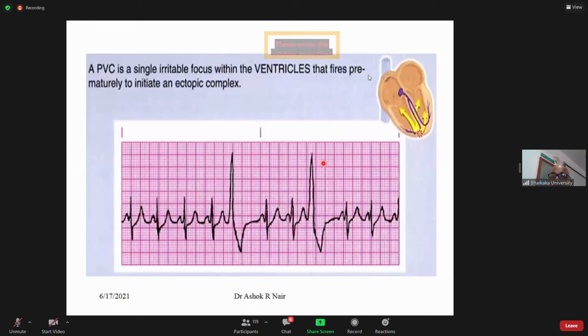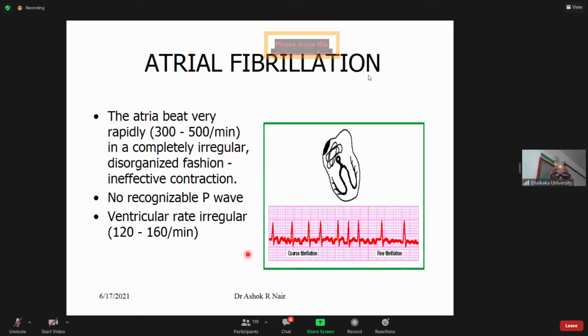Now, an ectopic focus can also be there in the ventricles. If it is there in the ventricles, then this impulse is conducted through. You might find, before the normal one, a ventricular complex rising. There will not be a P wave before this ventricular firing. I'll come back to this.